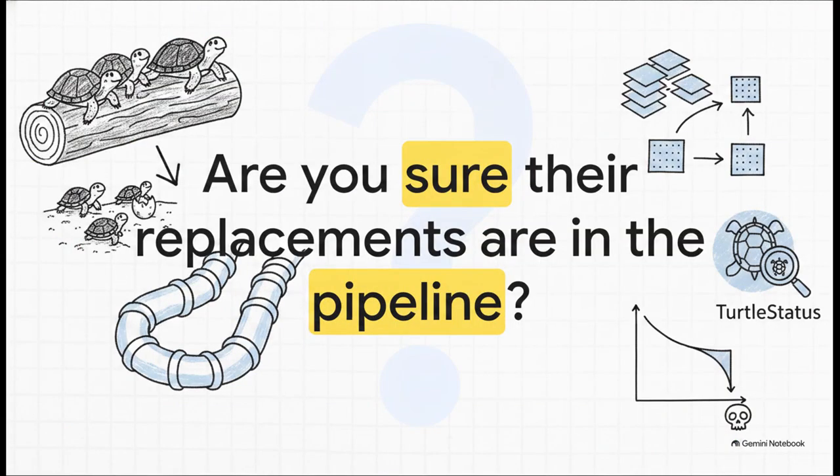So, I'm going to leave you with this final, provocative thought. If your adult turtles look absolutely fine basking on a log today, are you absolutely sure their replacements are already in the pipeline? Because as we've just learned, the demographic illusion can hide a total collapse until it's entirely too late to fix it. I highly recommend you grab your datasets, map out your columns, and use TurtleStatus to find out the real truth about your populations.